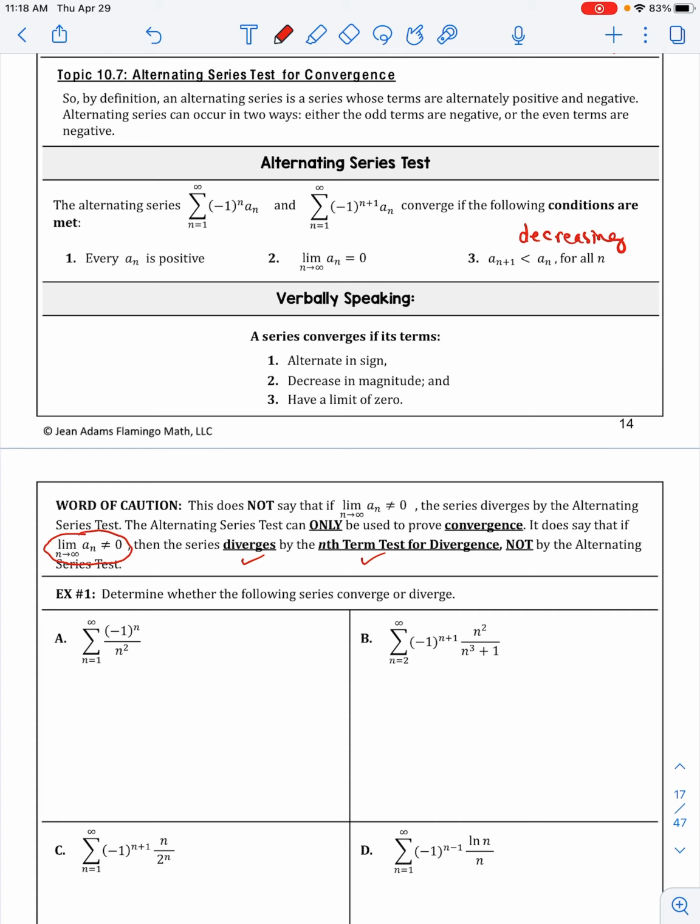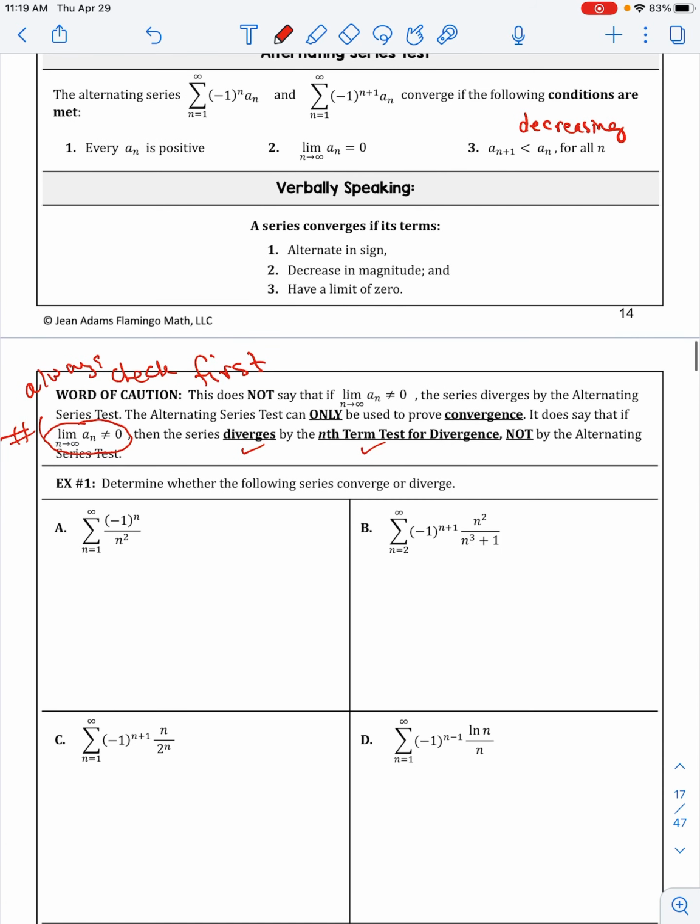So if this limit as n goes to infinity of a sub n does not equal 0, then it's going to diverge by the nth term test, which is the very first thing that you should always check. Always check first to see if that limit as n goes to infinity is 0 or not. If it's not 0, then you can say right away that it diverges by the nth term test.